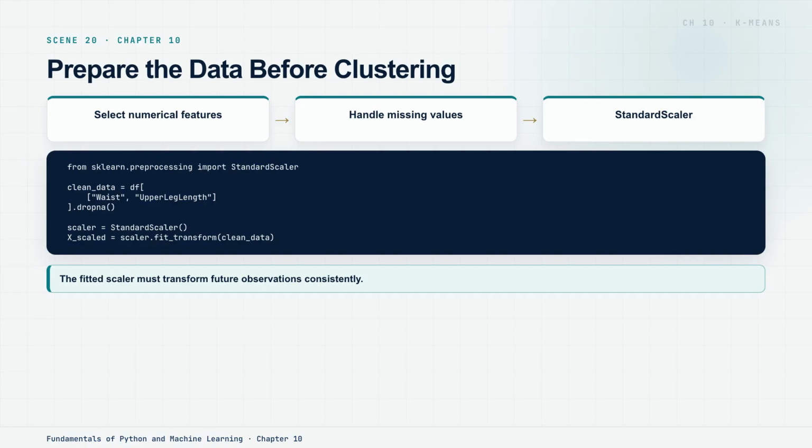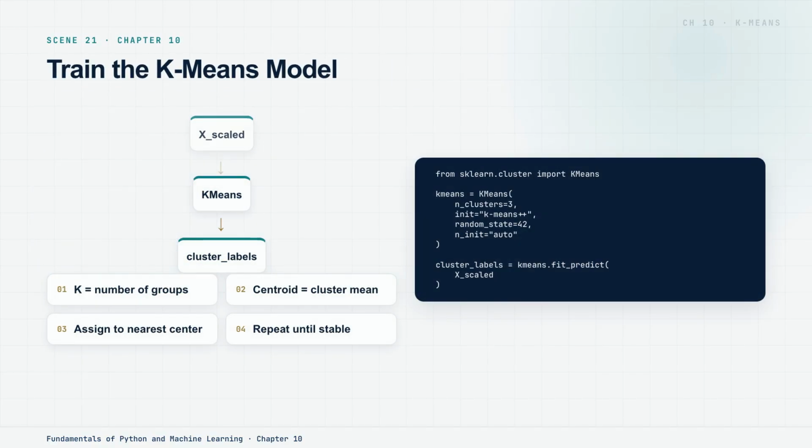Clustering occurs in the scaled feature space. When we later interpret the centroids, we can convert them back into the original measurement unit. Scikit-learn provides the KMeans class. We specify the number of clusters, use k-means++ initialization, and provide a random state for reproducibility. The fit_predict method trains the model and returns one assigned cluster label for each observation. We can also call fit and then read the labels property. Because there is no y target, the model is trained using only the feature matrix.